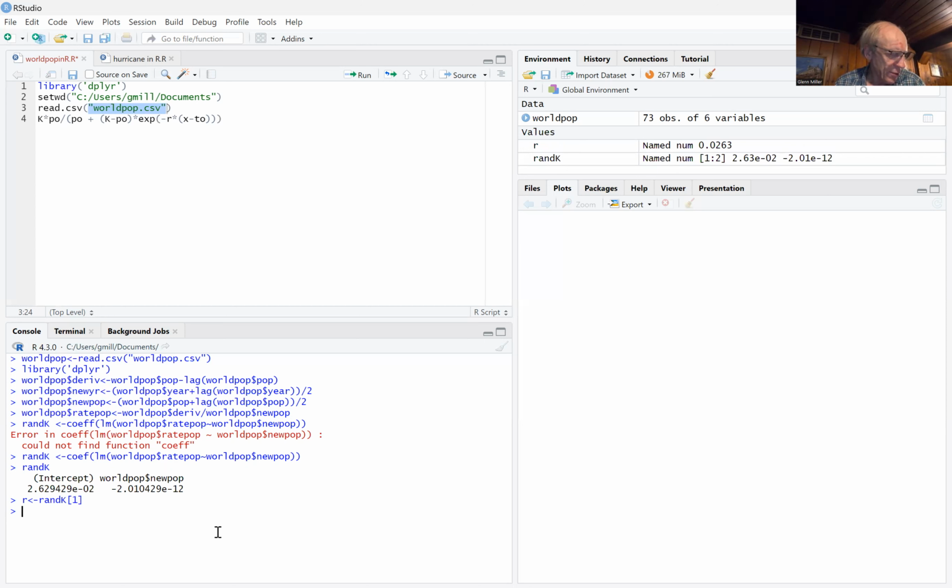And K, the slope is minus R over K. Slope is minus R over K. So solve that. K is minus R over the slope. Okay, so K is minus R divided by the slope of that regression equation, which we find using its index 2.